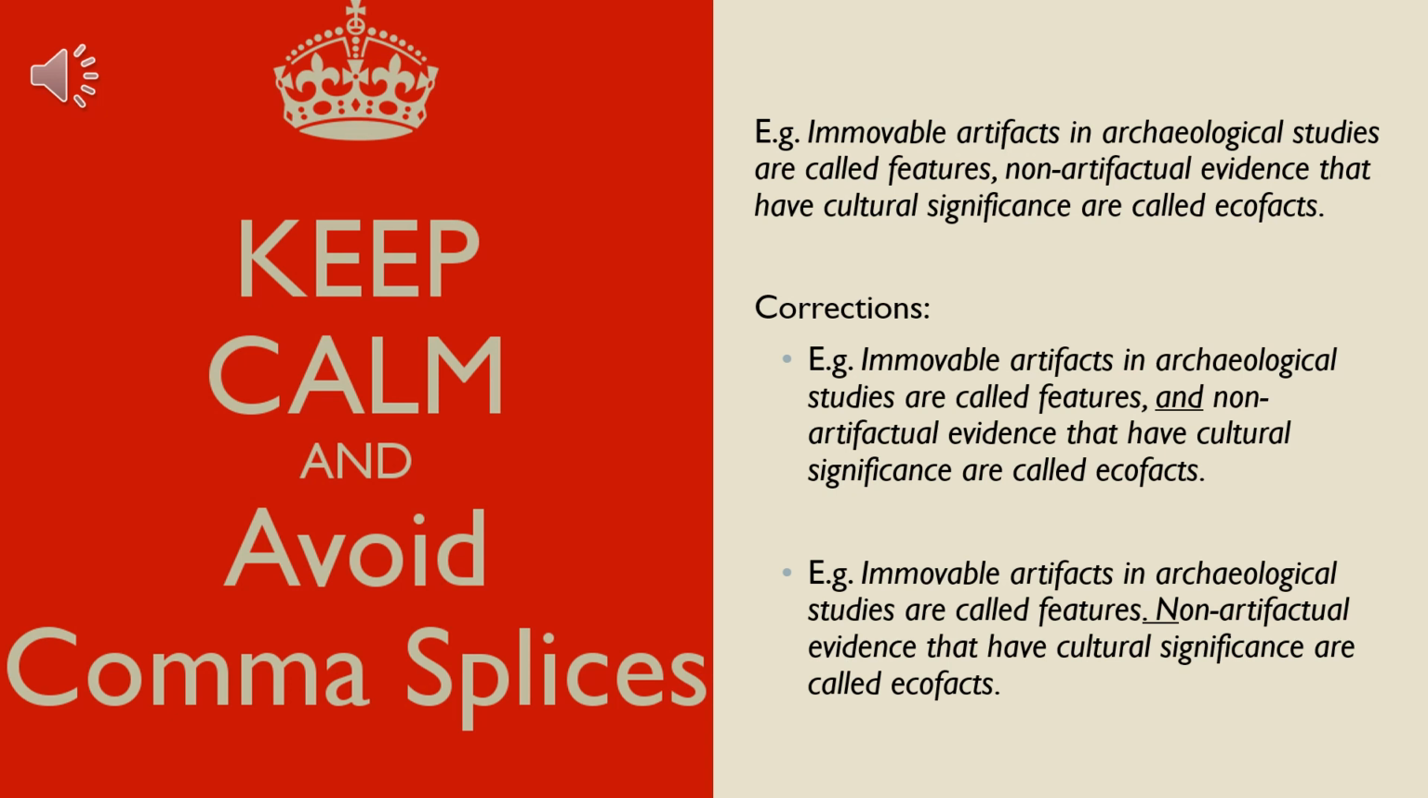The first problem we want to address is what's called a comma splice. This is when a student uses a comma to join 2 independent clauses together. For example, immovable artifacts in archaeological studies are called features, non-artifactual evidence that have cultural significance are called ecofacts. As we saw before, commas are used to mark the transition from a dependent clause to an independent clause or vice versa. But both of these clauses are independent because each contains a subject and a predicate.